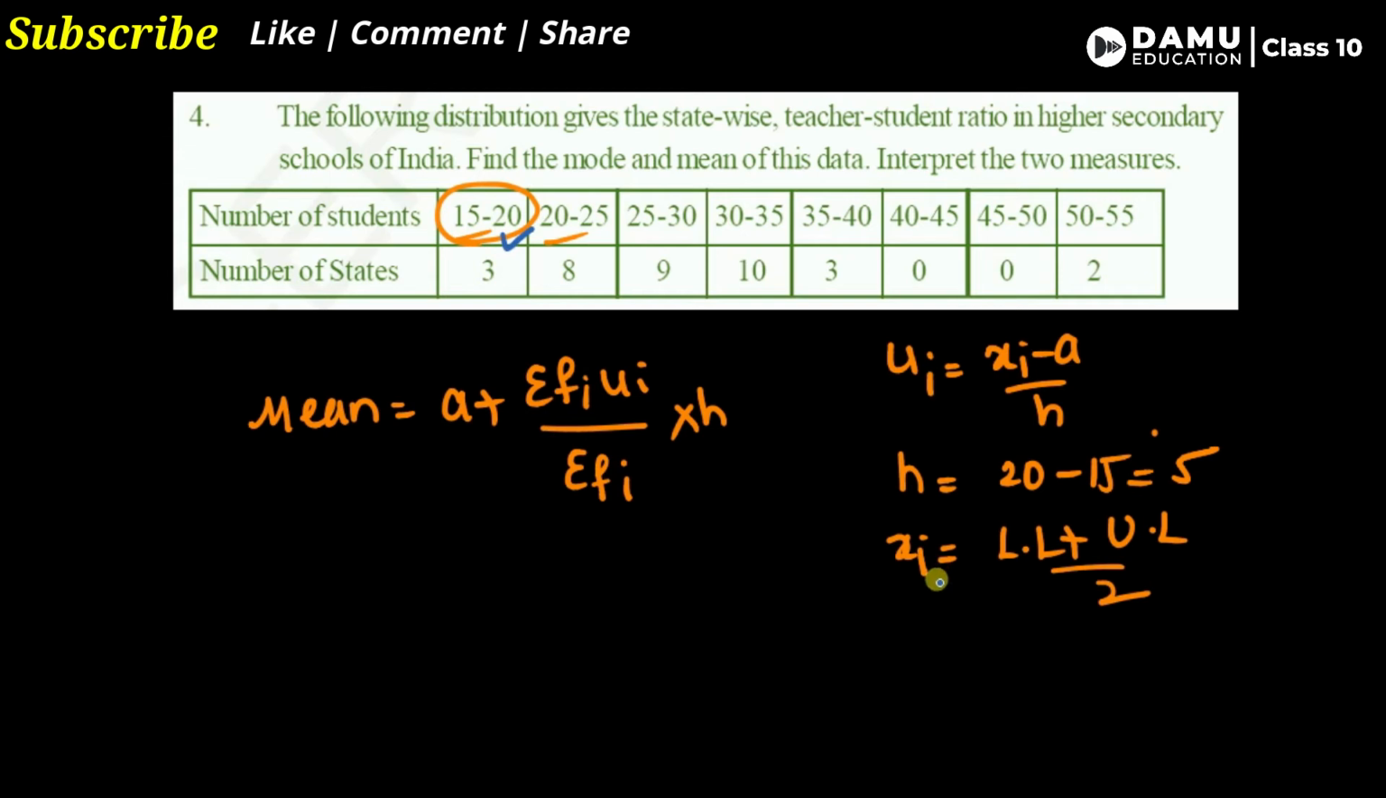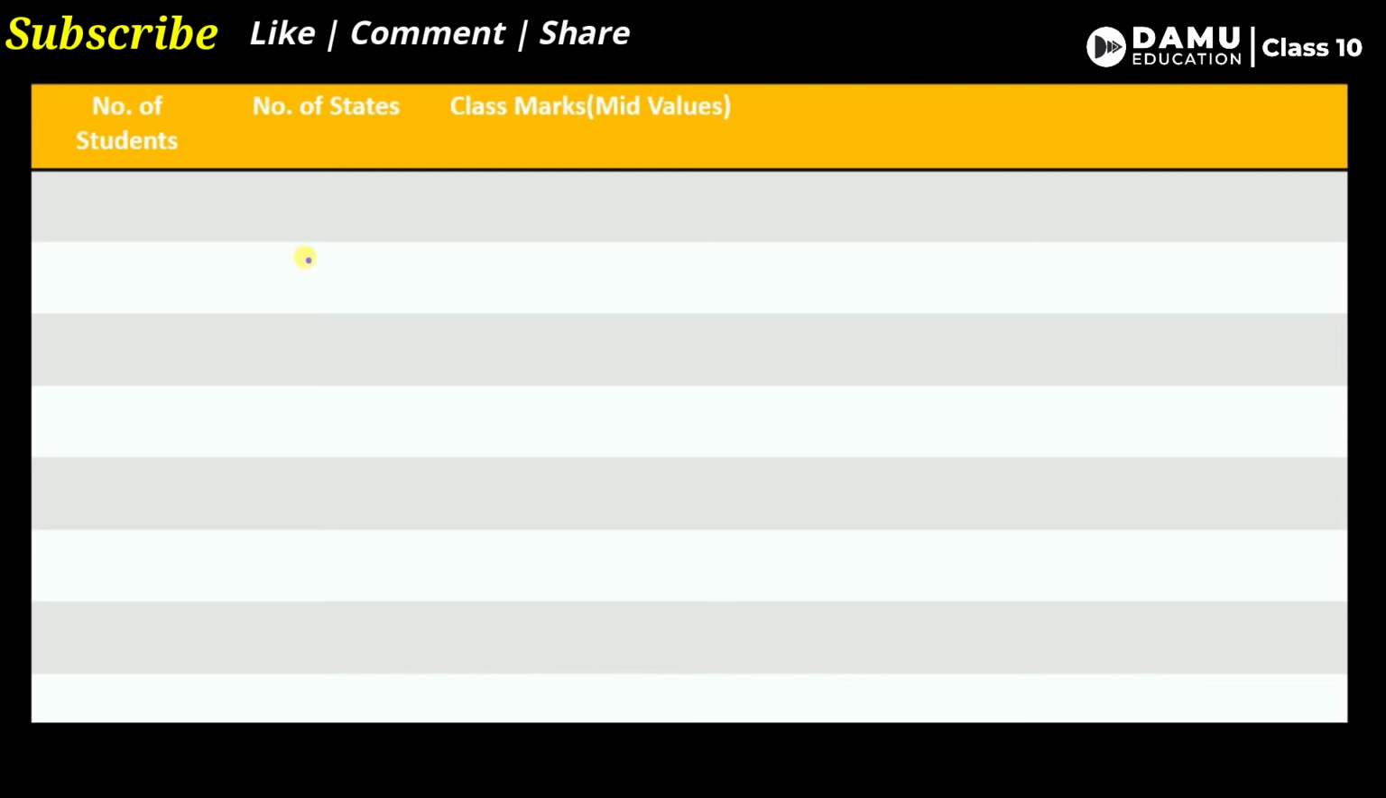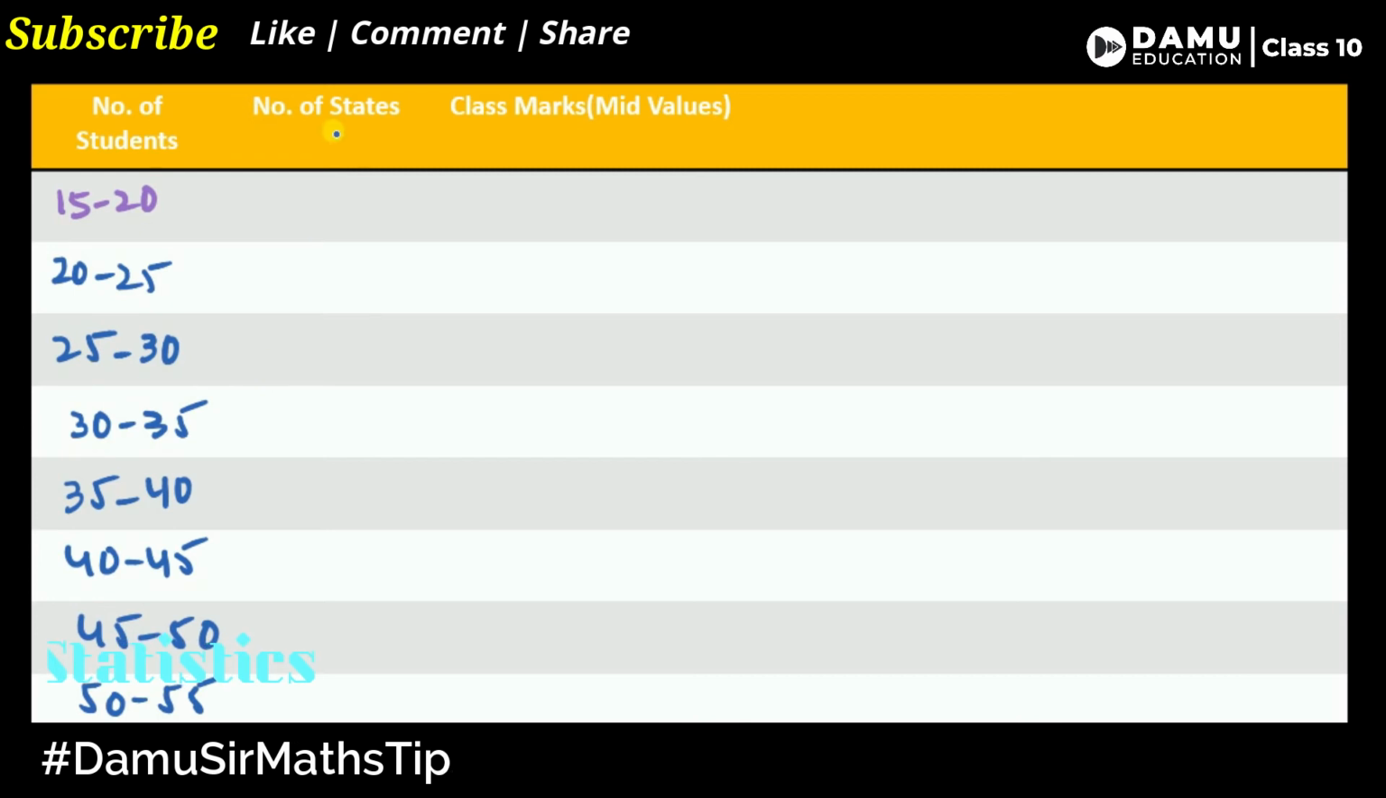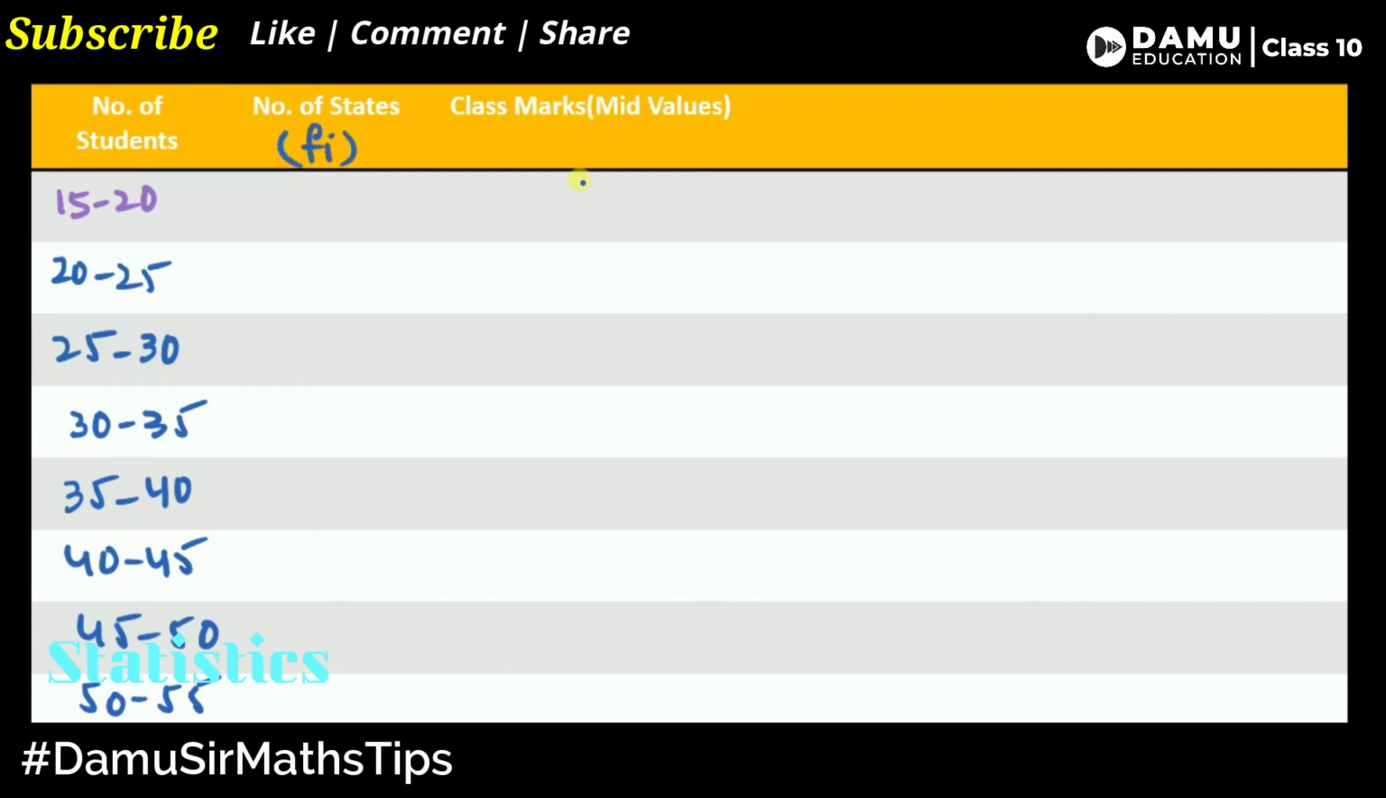These xi are nothing but the middle values. So let's write the table for this. Number of students: 15 to 20, then 20 to 25, then 25 to 30, 30 to 35, then 35 to 40. These are exclusive class intervals because the upper limit and lower limit of successive intervals are the same. Then 40 to 45, 45 to 50, 50 to 55. The number of states is Fi, and this is xi.